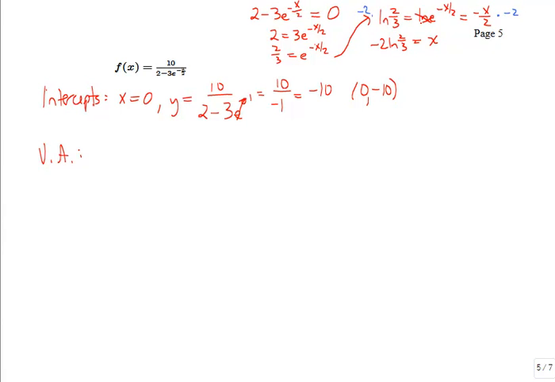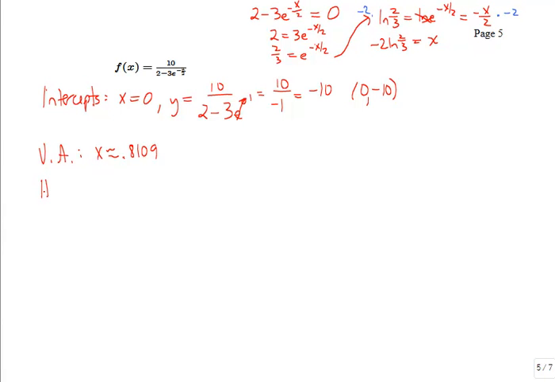So that's where your vertical asymptote occurs, and that is approximately 0.8109 as a decimal. And it is positive because ln of 2/3 is negative, and we're multiplying it by a negative, so it becomes positive. Okay, so there's my vertical asymptote.